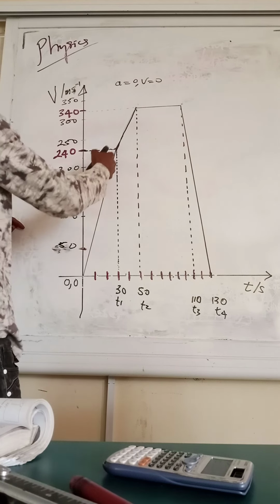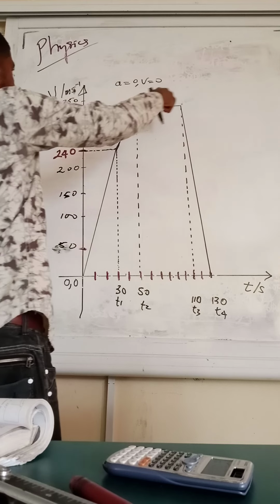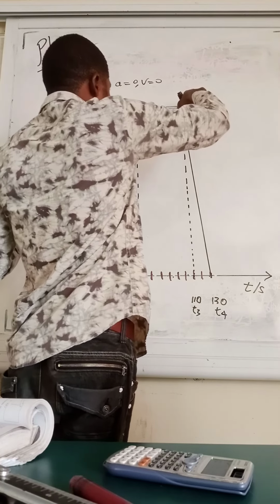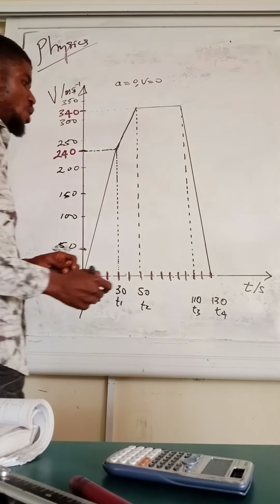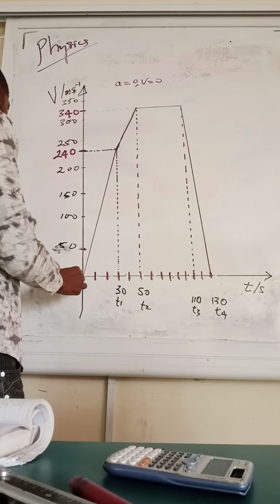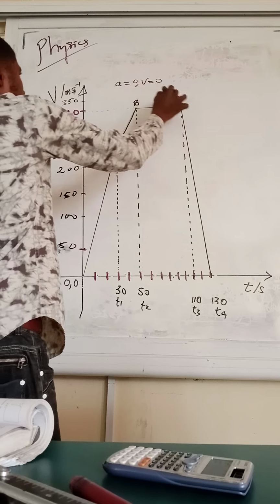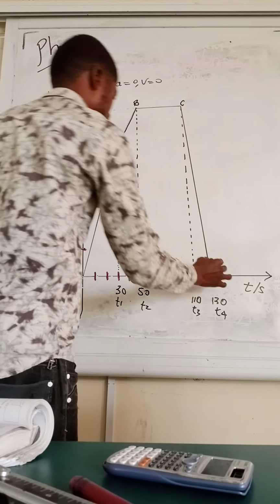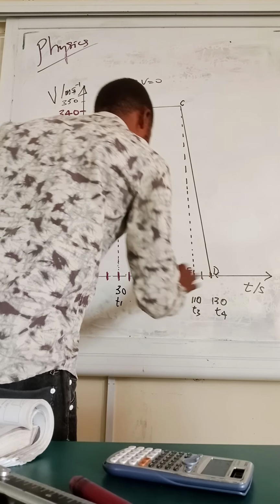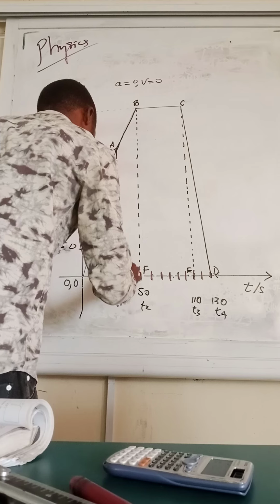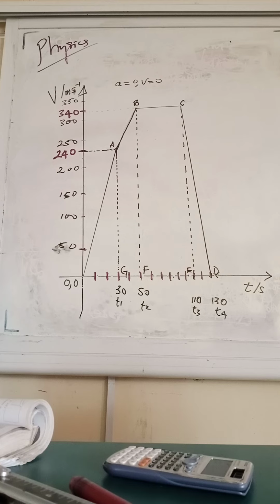So from here to here there's uniform acceleration. From here to here there's also uniform acceleration. From here to here there's constant velocity, zero acceleration. And then from here down to this place we have what is called deceleration. So you can label the points, maybe point O, A, B, C, then D, E, F, G. Do you see that? Screenshot this diagram quickly.